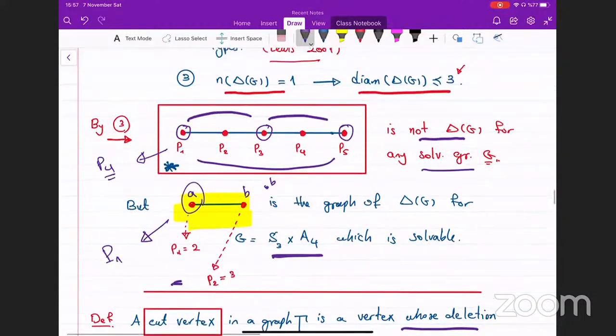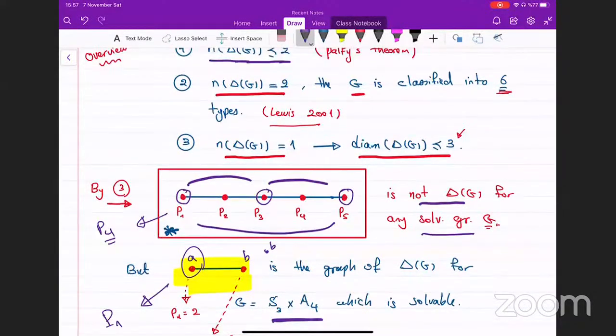But when you look at this graph, for example, look at P3. If I delete P3, then I obtain this new graph. What I obtain is this: P1, P2, P4, and P5. So I will obtain two connected components. It means P3 is a cut vertex for this graph, or P2 is a cut vertex, or P4 is a cut vertex.